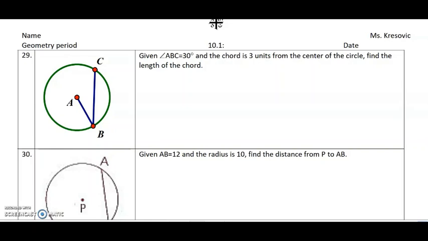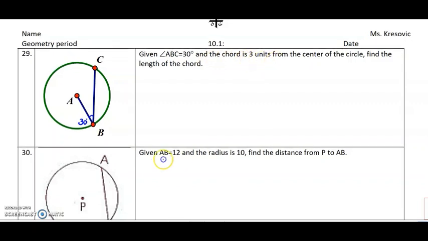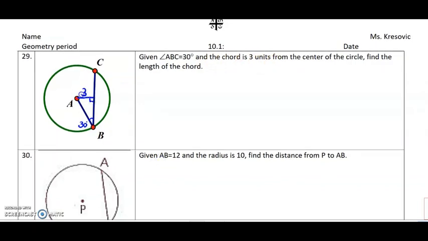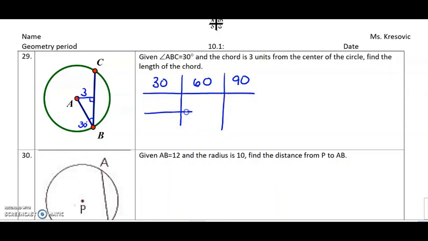Here we're given that angle ABC is 30 degrees and that the chord is 3 units from the center of the circle. Find the length of the chord. So here I have a 30, 60, 90 triangle that's in a ratio of x, x root 3, and 2x. Across from the 30 degree is 3. So I'm going to write the 3 there.